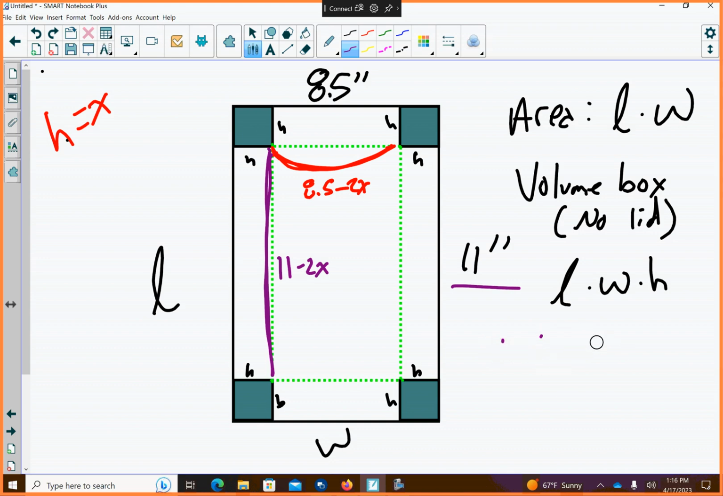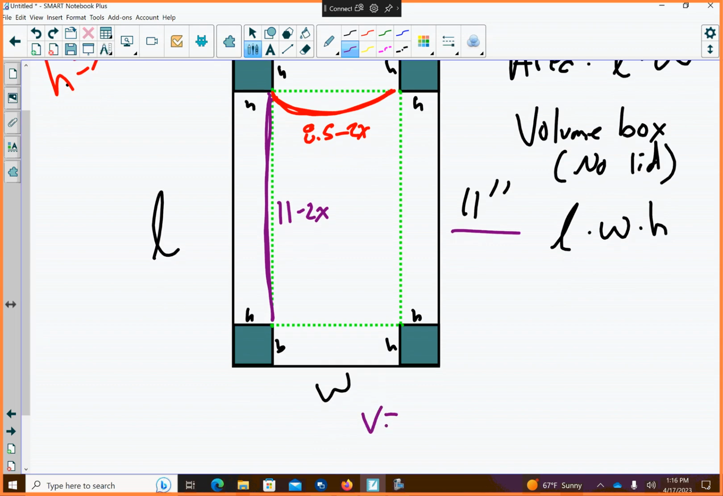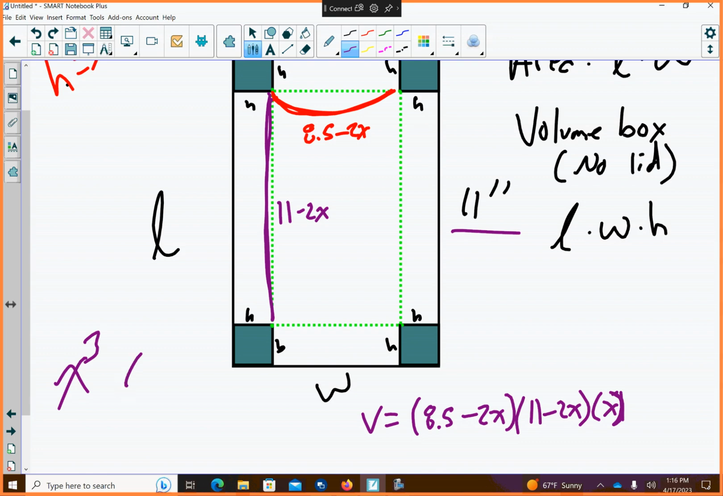That means that my volume equation is, sorry, can't have nice things. My volume equation is 8.5 minus 2x times 11 minus 2x times x, since I said that h is equal to x. If I multiply this all together, which there's no reason to, I would get an x to the third function. And an x to the third function kind of looks like this. So our graph is going to look like that a little bit.